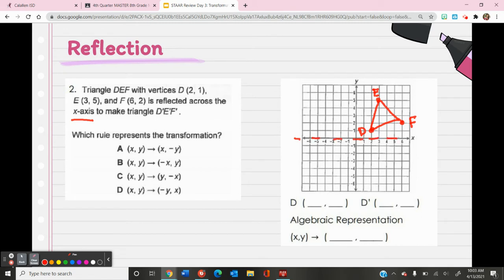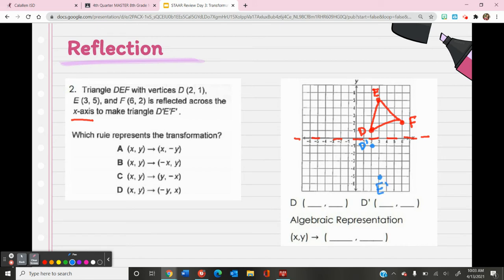So when I'm reflecting this, I'm just plotting each point the same distance away from our point of reflection. So for D, this is 1 point away from the point of reflection, so it's going to be 1 point on the other side as well. So this is going to be D prime. Then I have E prime. This is 5 points above the point of reflection, so this should be 5 points below. So that's 1, 2, 3, 4, 5. So this is E prime.